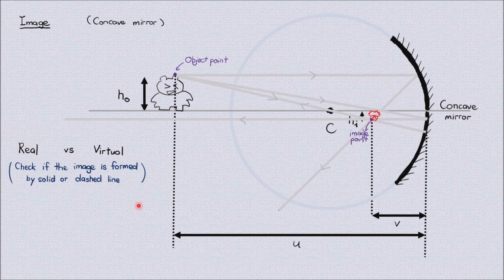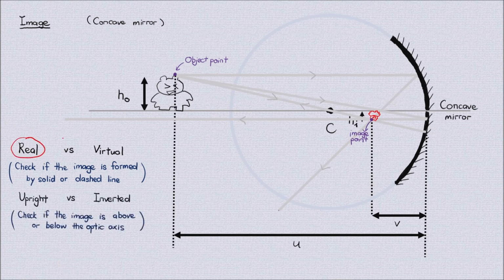Let me circle it. Real image is the answer. The next one will be whether it's upright or inverted. If it's upright, then the image will be above the optic axis. If it's inverted, it should be below the optic axis. So in that case, I think it's quite straightforward. The image point is below the optic axis. Therefore, our image is inverted.